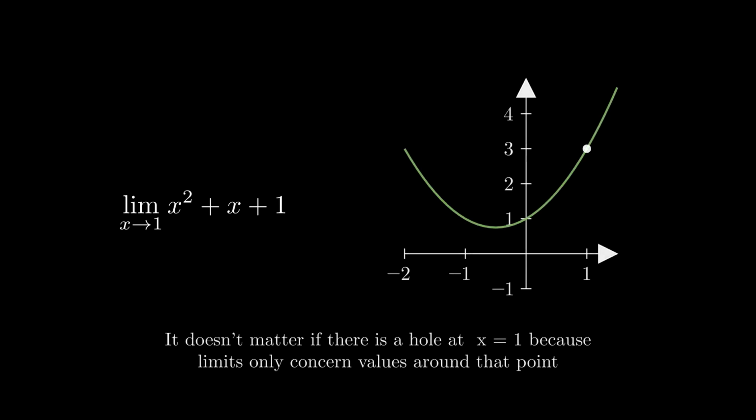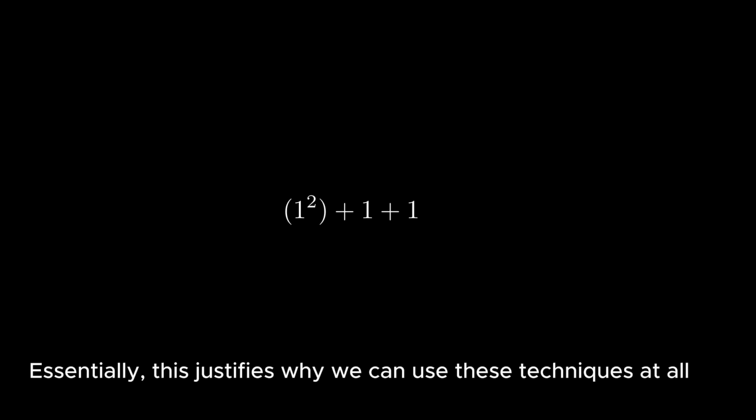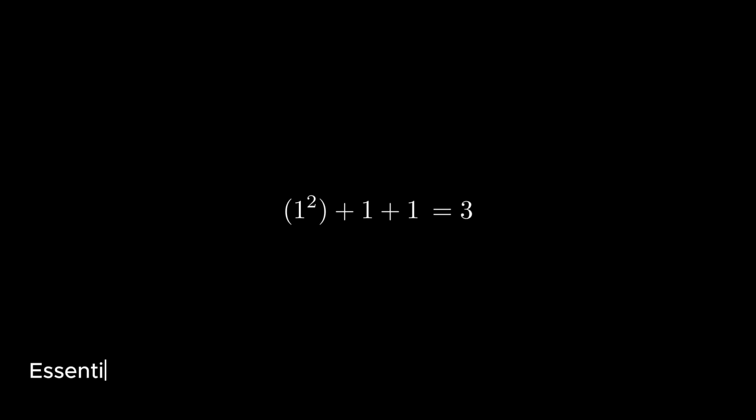But there's a problem. At x is equal to 1, the function has a hole. Does this hole affect the limit at all? The answer is no. The limit concerns values around x is equal to 1, not directly at the point. So why is this important at all? Well, this shows that using techniques won't directly account for the hole at x equal to 1. Yet, since the limit revolves around that point, it won't change the limit result at all.